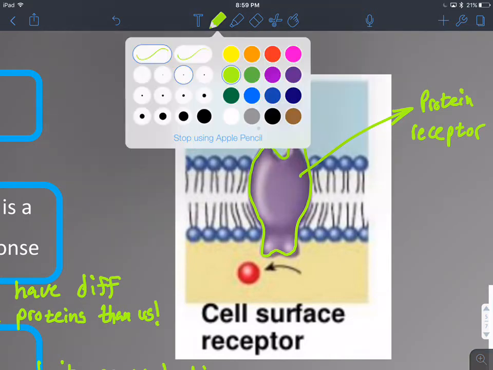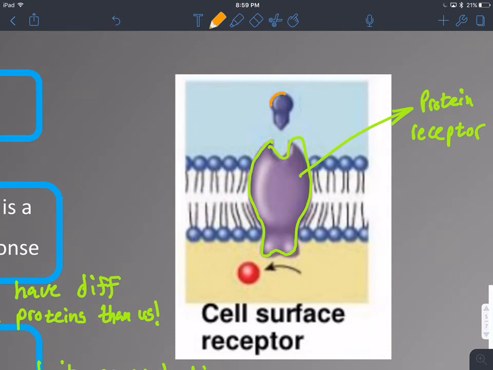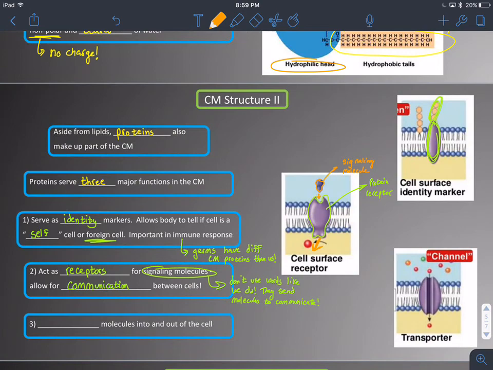And then what I'm outlining in orange up top is the signaling molecule. It's the signaling molecule that binds to this protein receptor and is able to send a signal into the cell. It communicates.